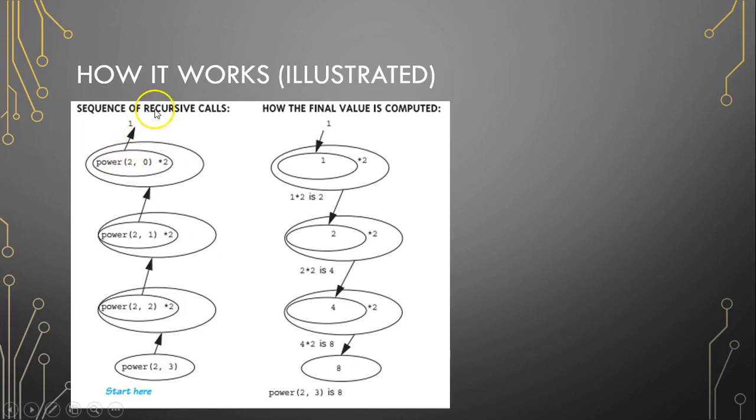Then to compute the final value, it's going to come over here and work in reverse. Well, I can take 1, I can plug that back into the original expression, so 1 times 2, which gives me 2. Take that, plug that back into that suspended expression, so I get 2 times 2, which of course is 4. Plug that back into the suspended expression, so I get 4 times 2, which of course is 8. And then plug that back in here, which of course, notice there is nothing for it to multiply, so we just get a result. So power 2, comma 3 is 8.